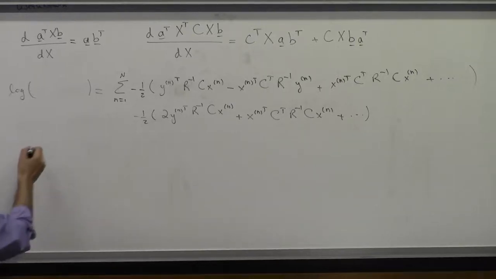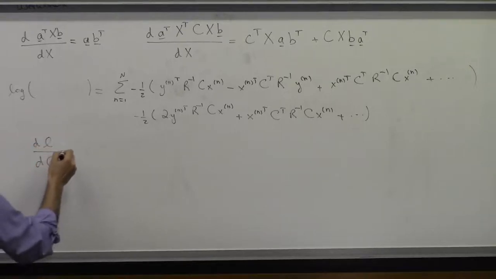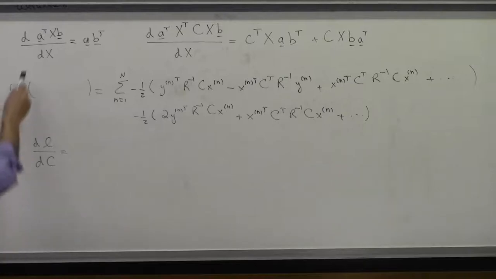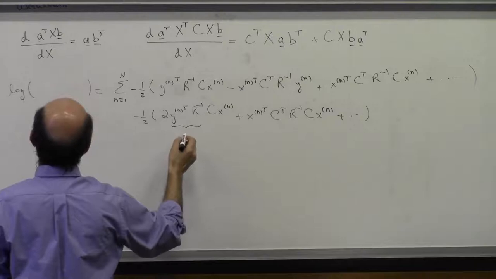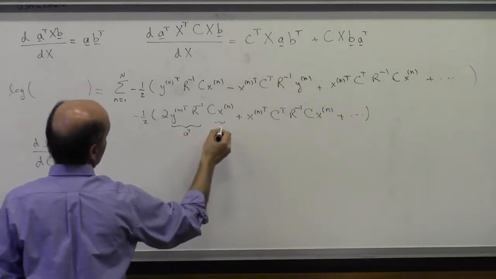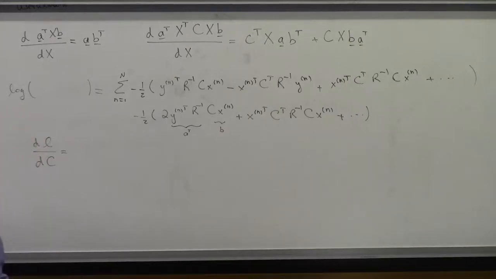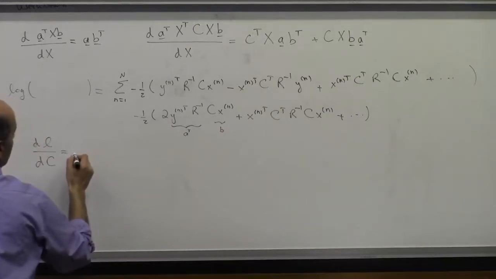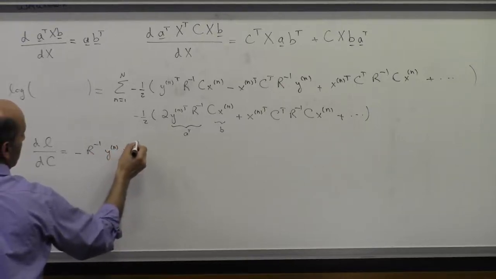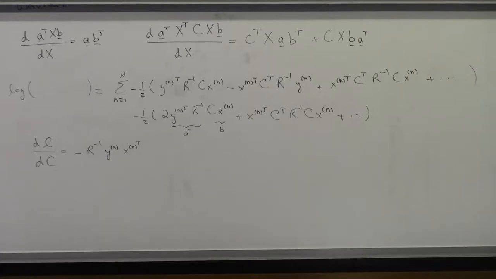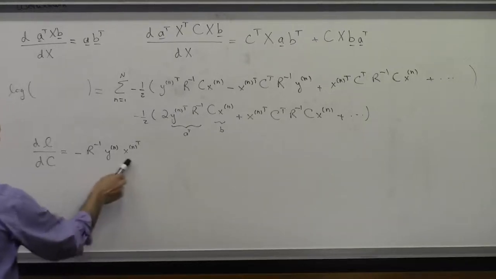So I want to find the derivative of this with respect to the matrix C. So this is what I'm going to use, this term here. I have this quantity where this is A transpose and this is B, so what I'm going to end up with is this transpose. So I'm going to get minus 1 half, the 2 cancels out. I'm going to get minus R minus 1 y of n x of n transpose for the first term. Look at this, and this says, "Yeah, this looks like a matrix of its shape."